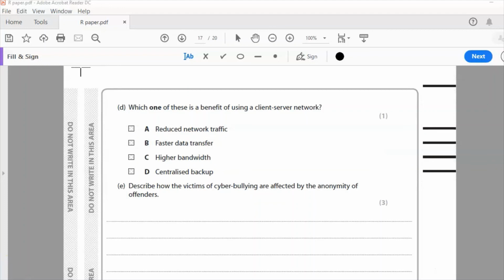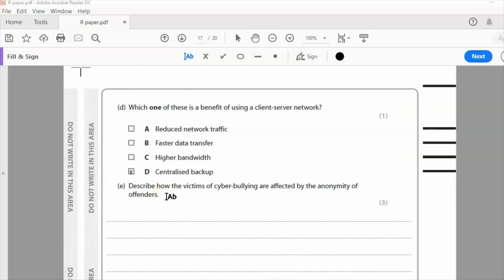5D. Which one of these is the benefit of using a client-server network? Is it A, reduced network traffic? B, faster data transfer? C, higher bandwidth? Or D, centralized backup? You could think, well, it could be A, particularly, it could be B. Correct answer is D, because with the client-server network, you still have quite a slow network. So the only real advantage there, if you've got a slow network, is you've got that centralized backup.